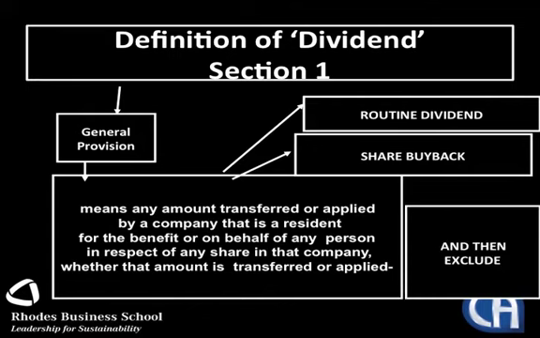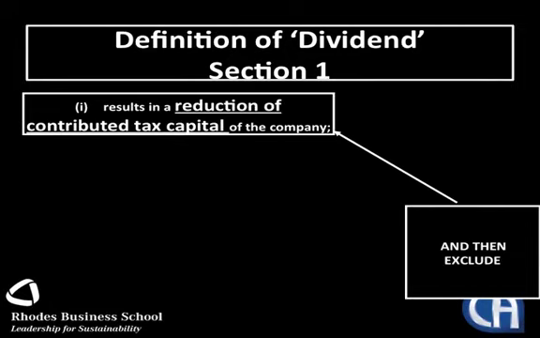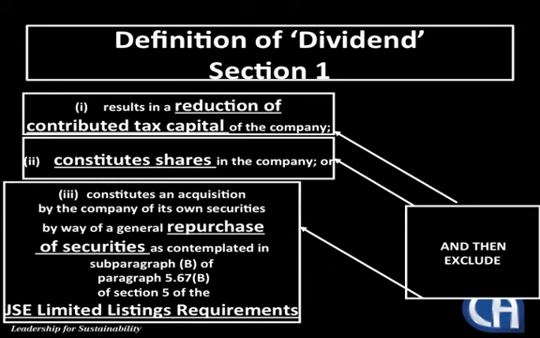So that's it. Then we come to the exclusions after that. Now when we come to the exclusions, note they are the exclusions from the definition of dividend. That's one set of exclusions. We will later have the exemptions from dividend tax. That's another issue. So now we have to say, right, what do we exclude? We exclude the reduction of contributed tax capital, where we have the shares in a company, or where we have the repurchase of securities. Items 2 and 3 are not that common.